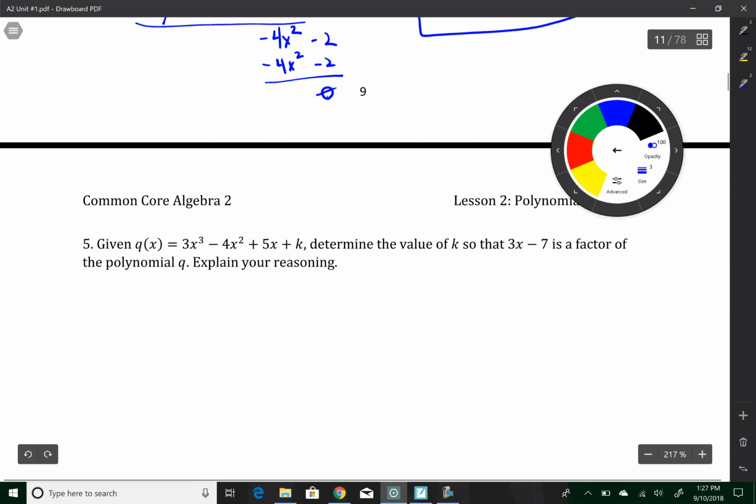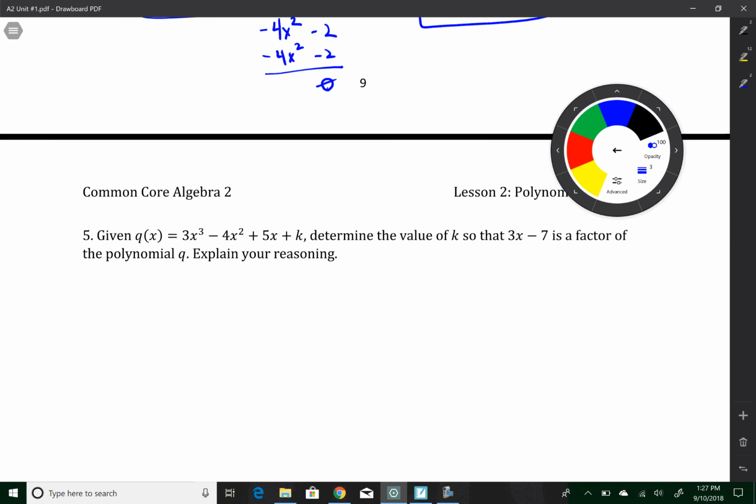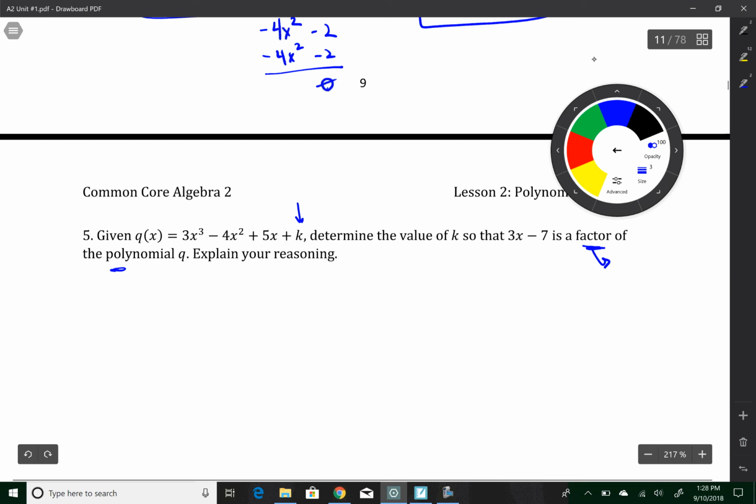Moving on to number 5. Another similar question, it's just written differently. It says q of x is this cubic polynomial. Notice in the polynomial, k is a variable, so we're trying to figure out what this constant is. If we divide by 3x minus 7 to be a factor of the polynomial, and this is something we haven't actually talked too much about in class, a factor of a polynomial, what that means is the remainder is 0. That's something we're going to spend a lot of time on in this unit.